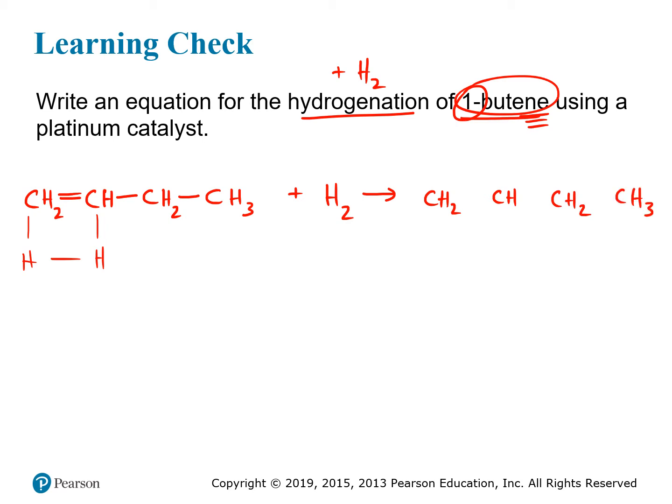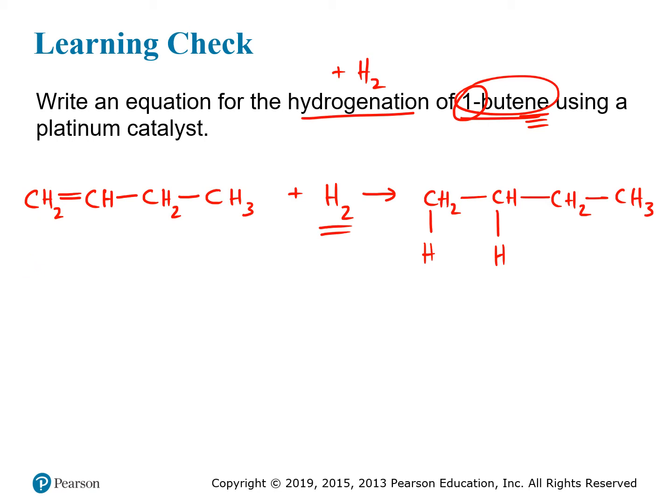but none of the double bonds. So this double bond at the beginning is now going to be replaced with just a single bond, and all of the other single bonds will be the same. Then we also have to add in the 2 new hydrogens that we put from the hydrogen molecule. One is going to be here, and one is going to be here. In other words, they're going to attach to the two carbons that used to be in the double bond.